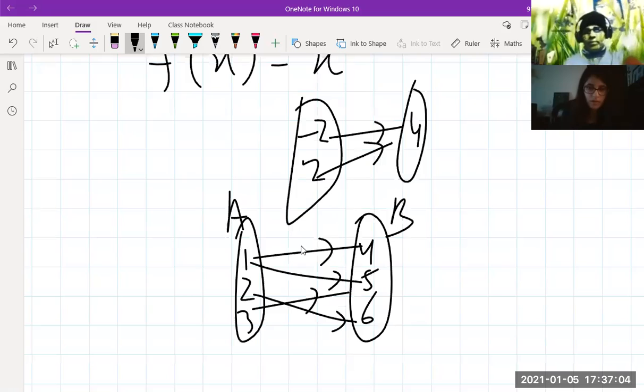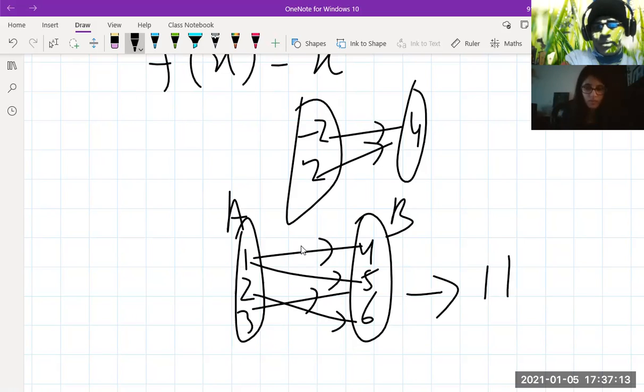One to many. This is not a function. Why is it not a function? Because one has two images. Try to understand what is the meaning of this image and unique values. What does it mean?